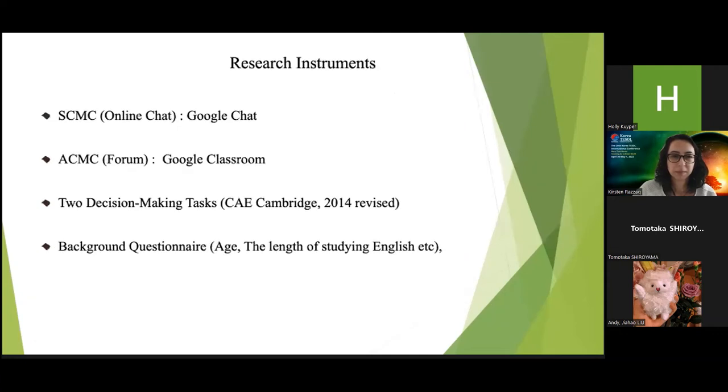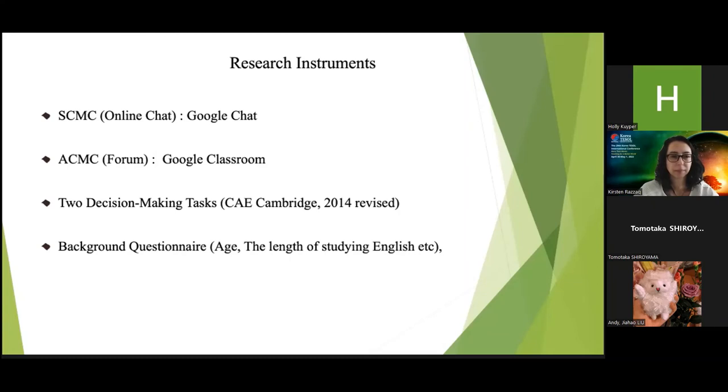For the research instrument, my university uses Google, so I use Google applications. Synchronous computer-mediated communication is Google Chat, and asynchronous is a spreadsheet using Google Classroom. Then there are two decision-making tasks. A decision-making task is really difficult to design by myself, so I use the Cambridge 2014 revised version, because the Cambridge decision-making tasks have the same difficulty level for each question.